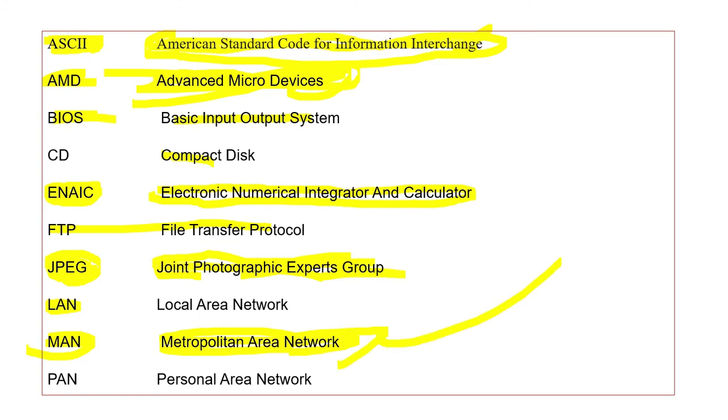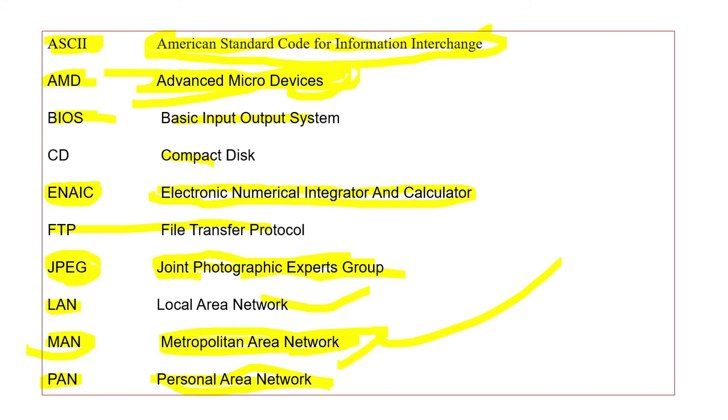Hope you will remember this, local area network. Okay, moving forward, we have PAN. PAN means Personal Area Network. What does that mean? Personal area network means you are creating a network within your little space, like for your own self.